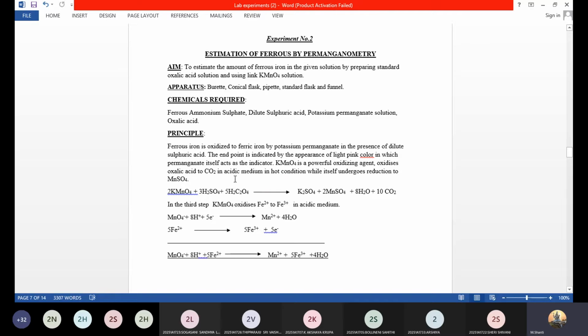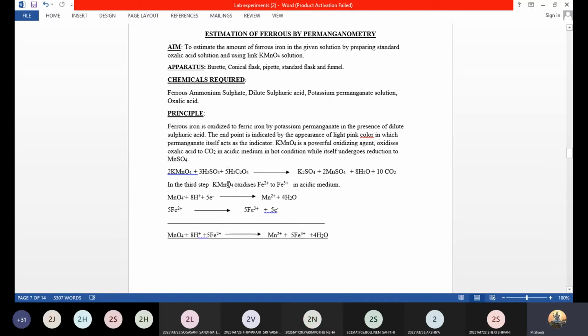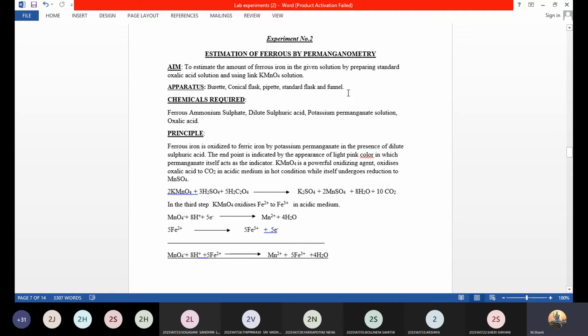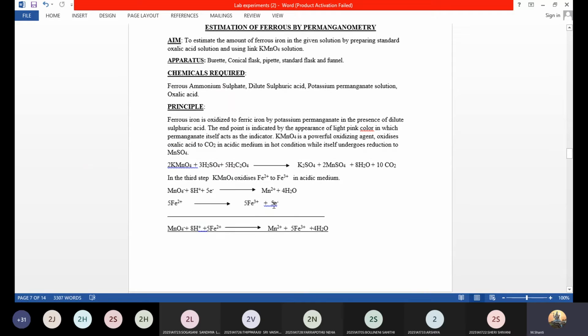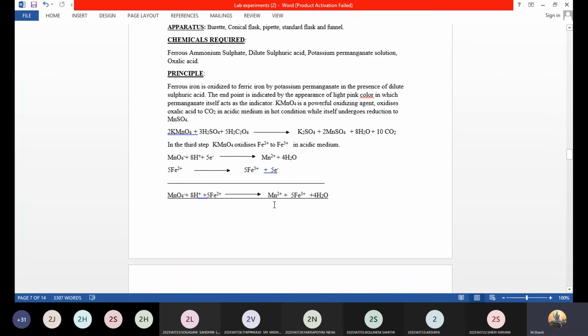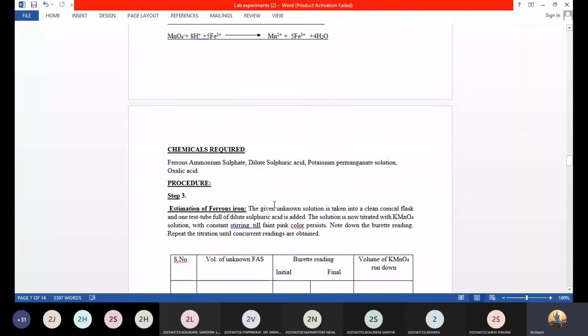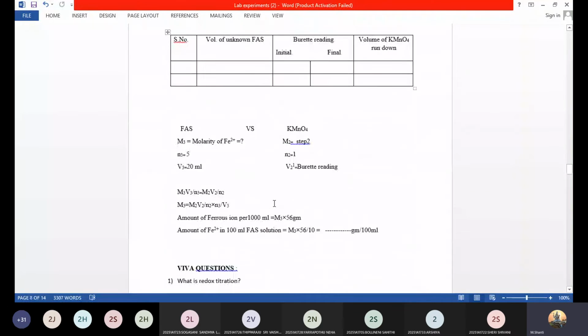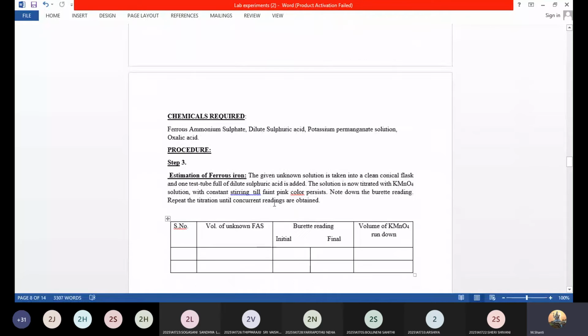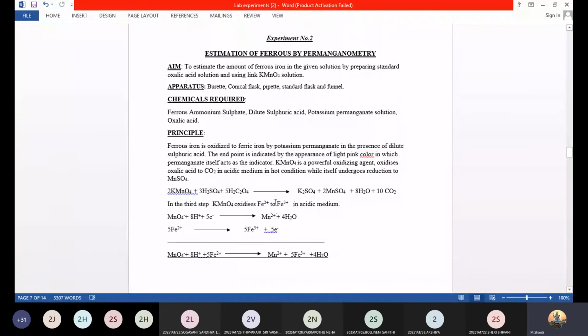Now, these permanganometric titrations are a special class of titrations which you can call redox titrations. Okay, so these are called redox titrations. Now, why are they called redox titrations? Any idea? Why do you call the titration a redox titration?